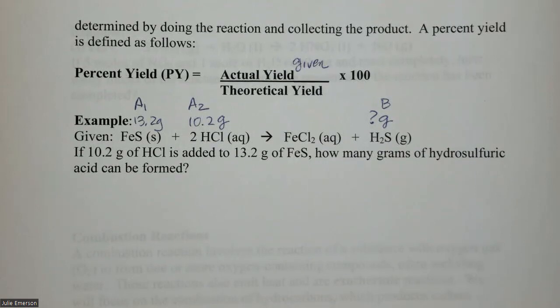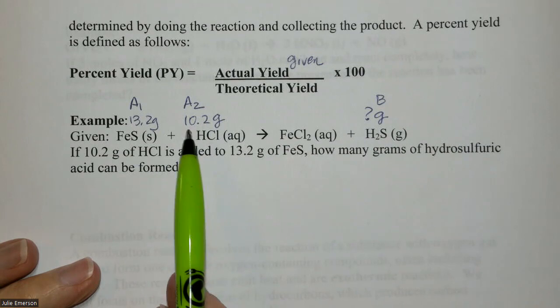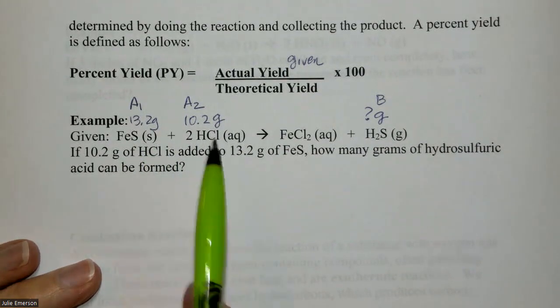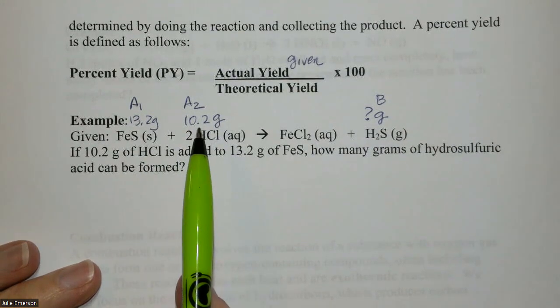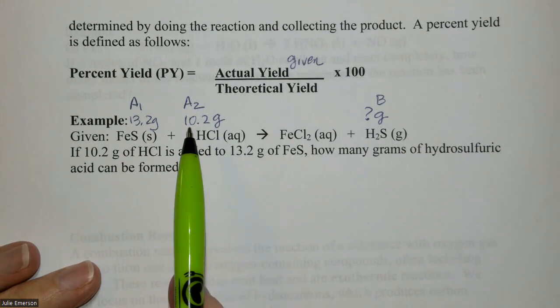Well, I'll explain that in just a second. Okay, so FeS and HCl, we have quantities of both of these. Now the reaction's going to go and go and go until one of those two reactants runs out. And it would be great if we could just assume that the one that's in less mass is the one that's going to run out first, and that's not true.